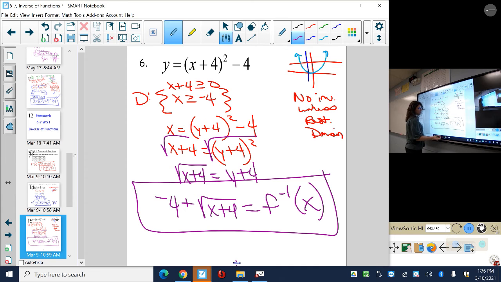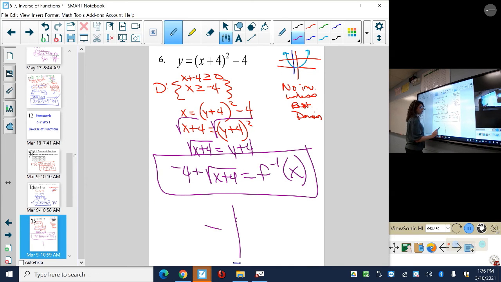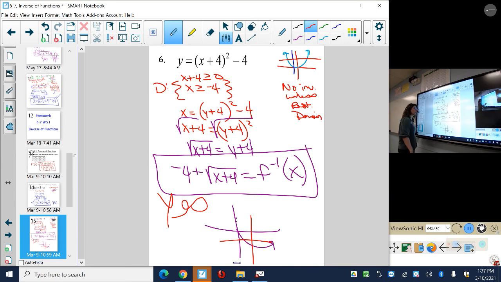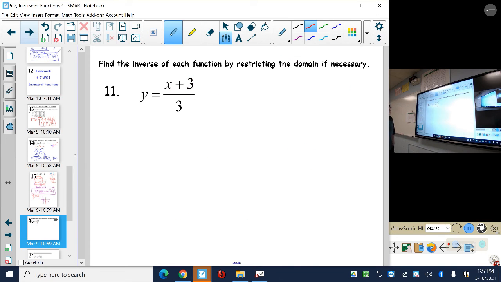Now, the question was, is this a function? Well, it's going to look like this right here. And yes, it passes the vertical and the horizontal line test, so yes, it is a function. Okay? Number 11, find the inverse of each function by restricting the domain if necessary.